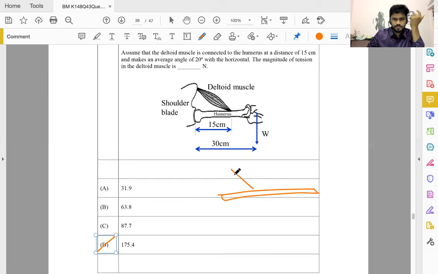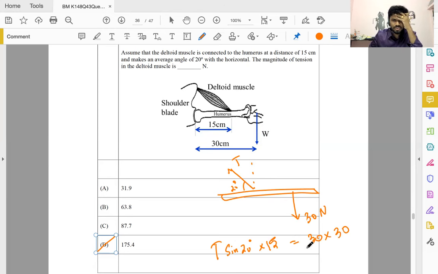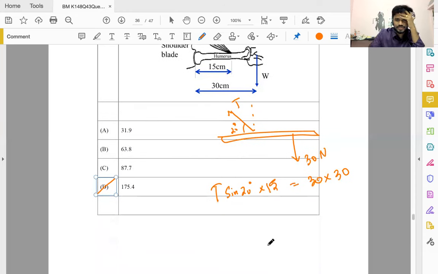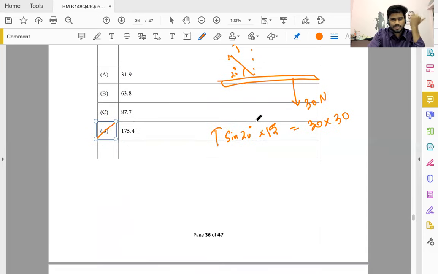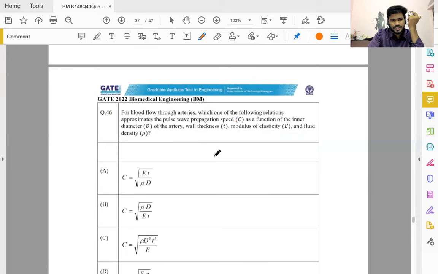This is correct. Okay, tension is here, 20 degrees. Weight is somewhere here. Notice this is in newtons, 30 newtons. Component of that is T cos, T sine 20 degrees. Moment is 15. That should be equal to 30 newtons into its moment arm, that is 30. Both are in centimeters, so I'm not worrying about their units. So you can find tension to be 175.5, 175.4, whatever it is.